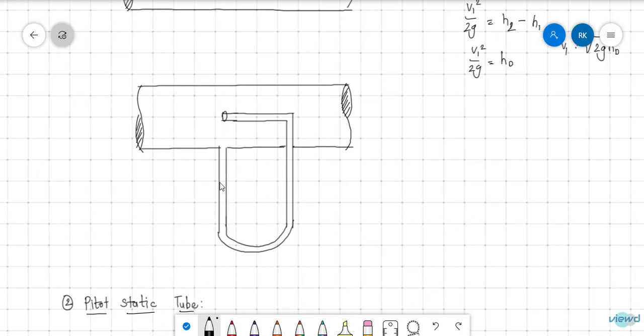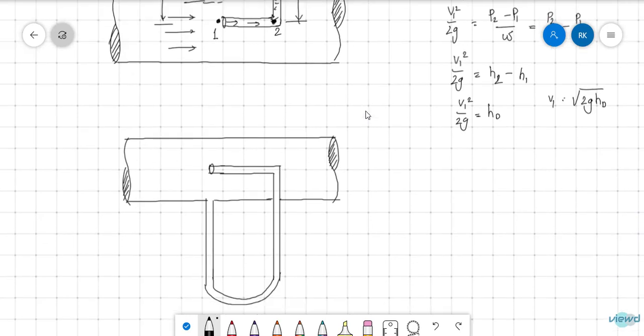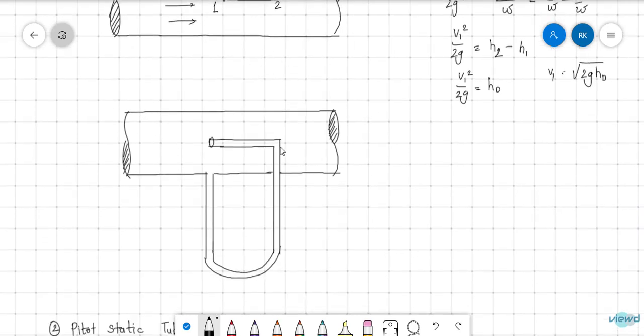Sometimes the tube is filled with mercury. The tube is filled with manometric fluid. Then how to measure the velocity in that case? In the first case, only the fluid which was flowing is used, but sometimes the fluid may rise to a very high level, so we cannot construct that.